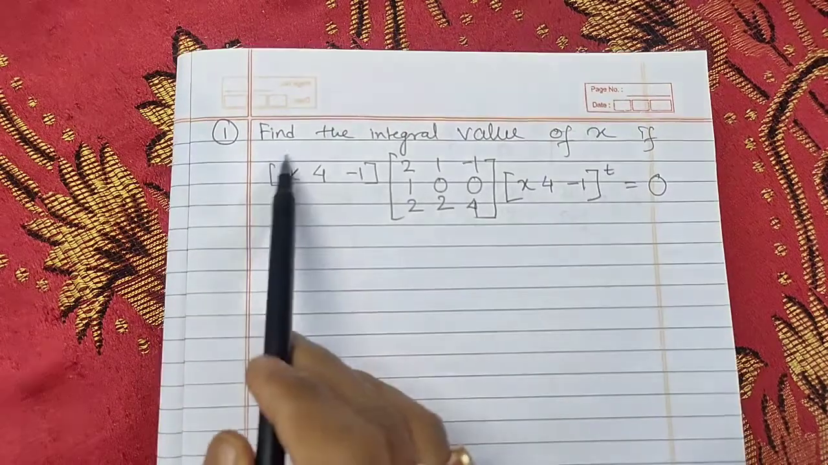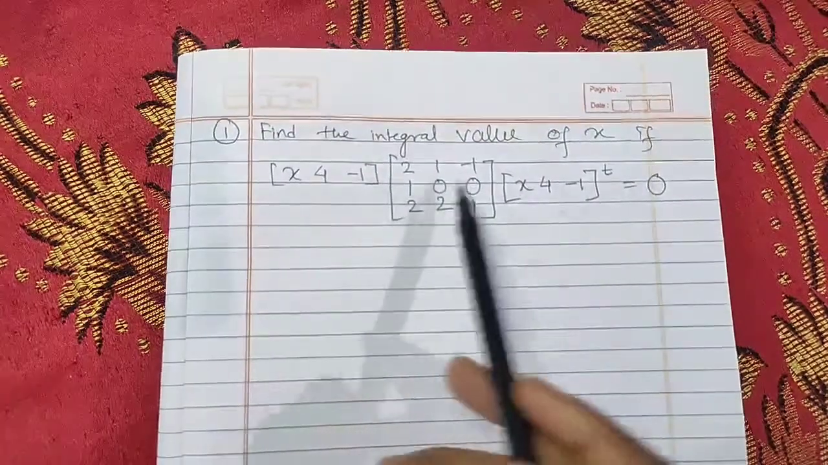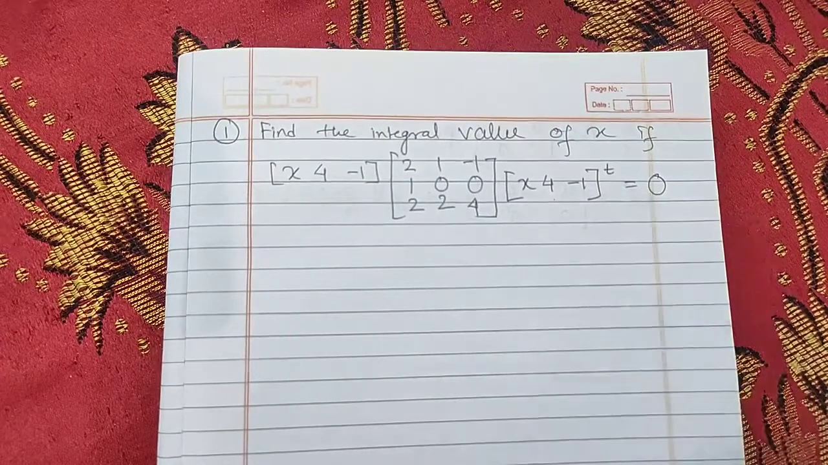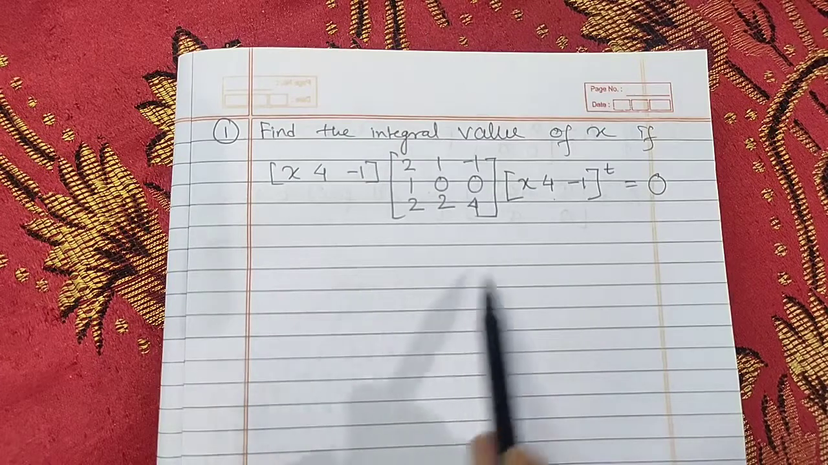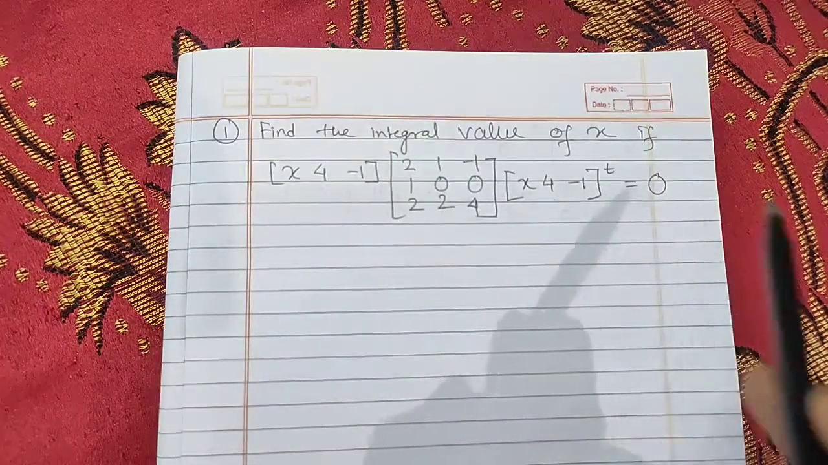So this is the first problem. Find the integral value of x if this into this is equal to O, the null matrix, that is 0, 0, 0, 0, 0. Whatever order comes on the left hand side, the null matrix will be of that order.